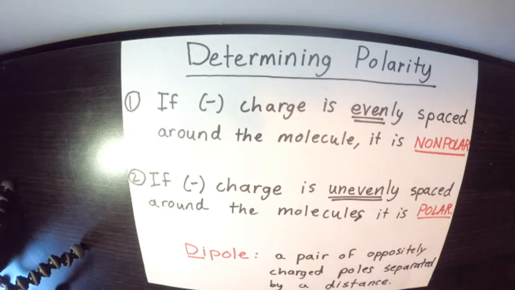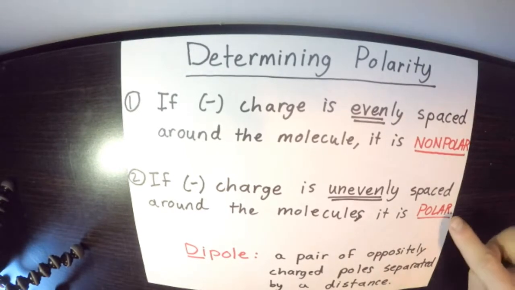But on the other hand, if we do have more negative charges, or if it's unevenly spaced around a molecule or a bond, then it is going to be considered polar. So that's when we're going to start to see a negative and a positive pole. And that's when we know we're going to see some different bonding areas and things like that.